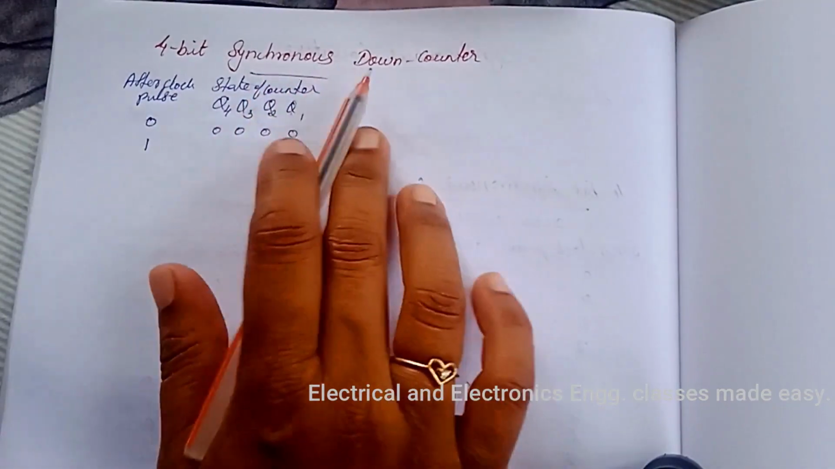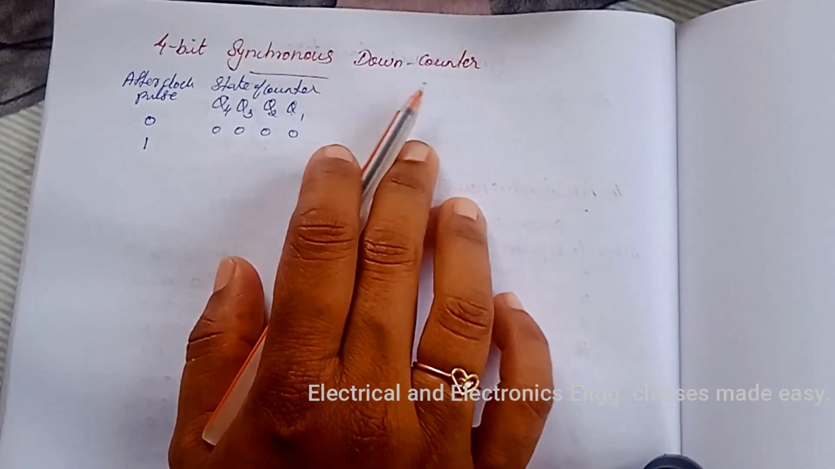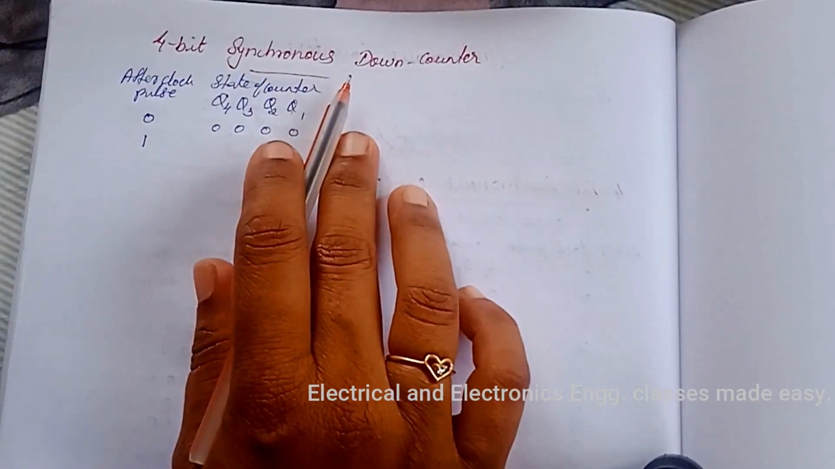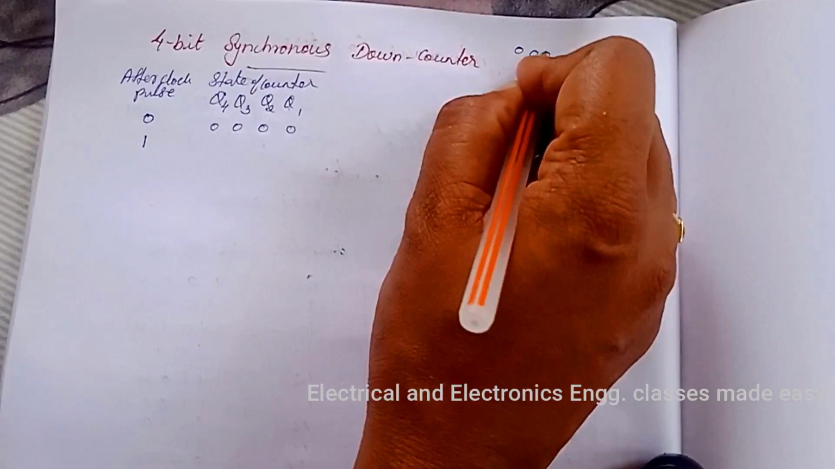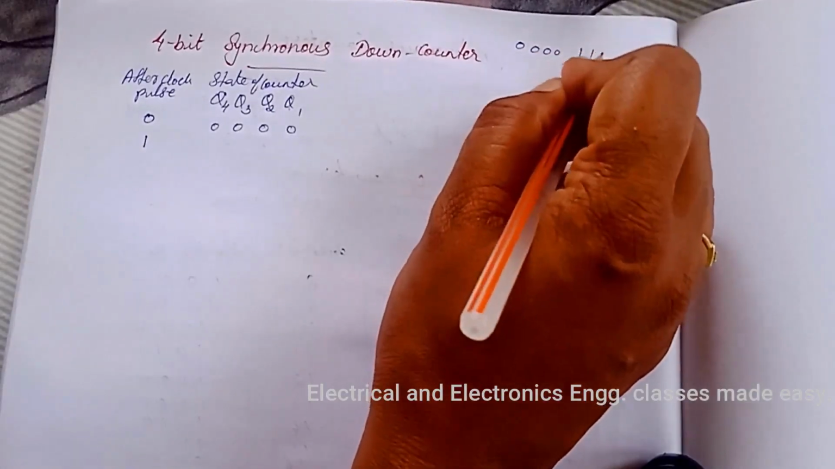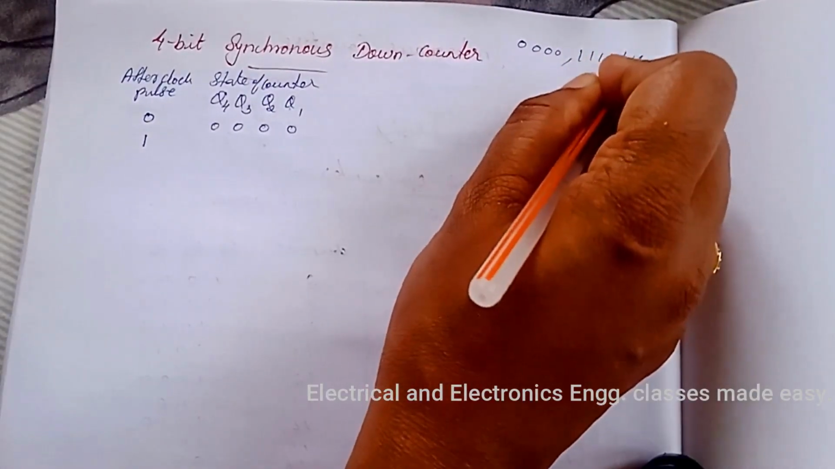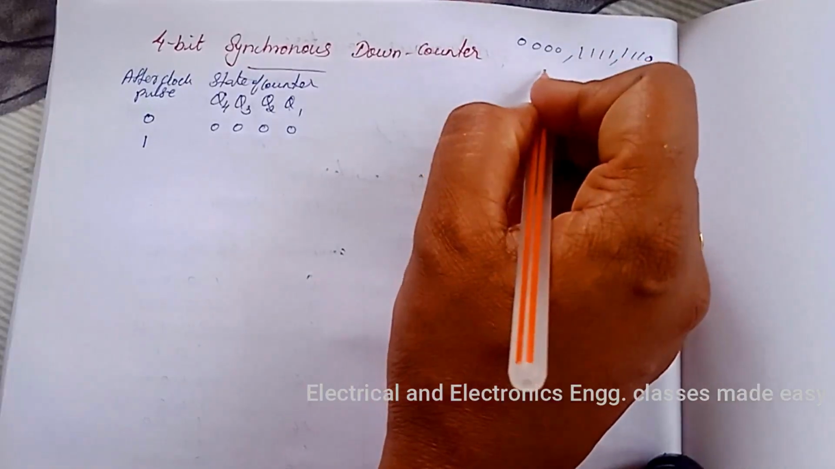Next is the 4-bit synchronous down counter. A 4-bit synchronous down counter counts in the order 0000, then 1111, 1110, etc.